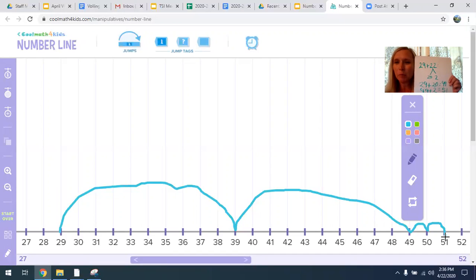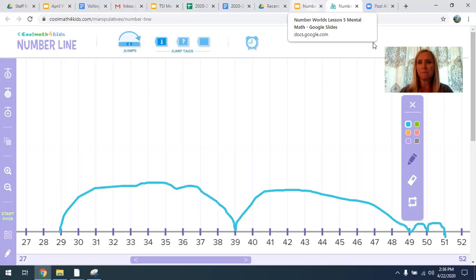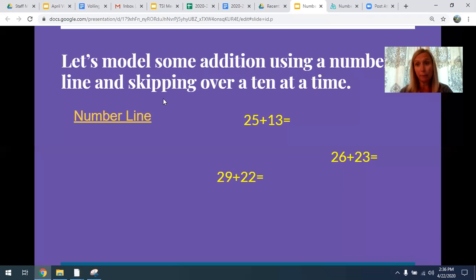Okay. Again, boys and girls, this is using tens. This is skip counting tens to help us better understand addition and to mentally do it in our heads versus having to do it on paper all the time.